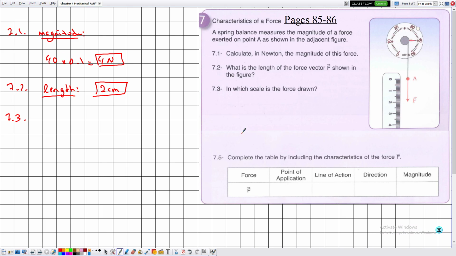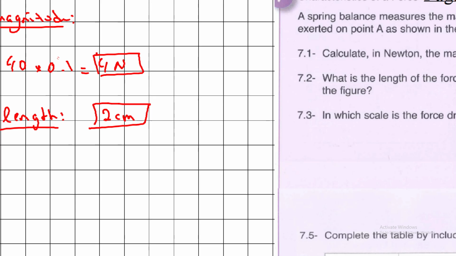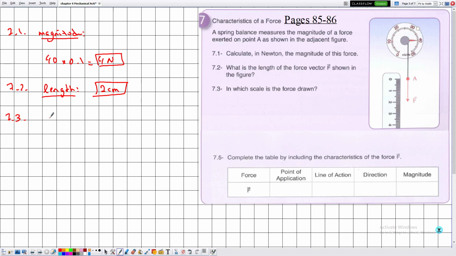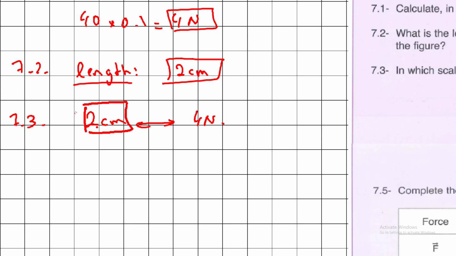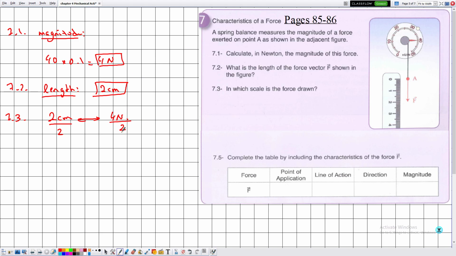So how will we determine the scale? Notice that for the same force, 4 newtons corresponds to 2 centimeters. So this is a scale. But moreover, the scale must be expressed in a unit of length which is not 2 but 1 centimeter. So how do we convert this into 1 centimeter? Simply we divide both sides by 2. So this is the scale.